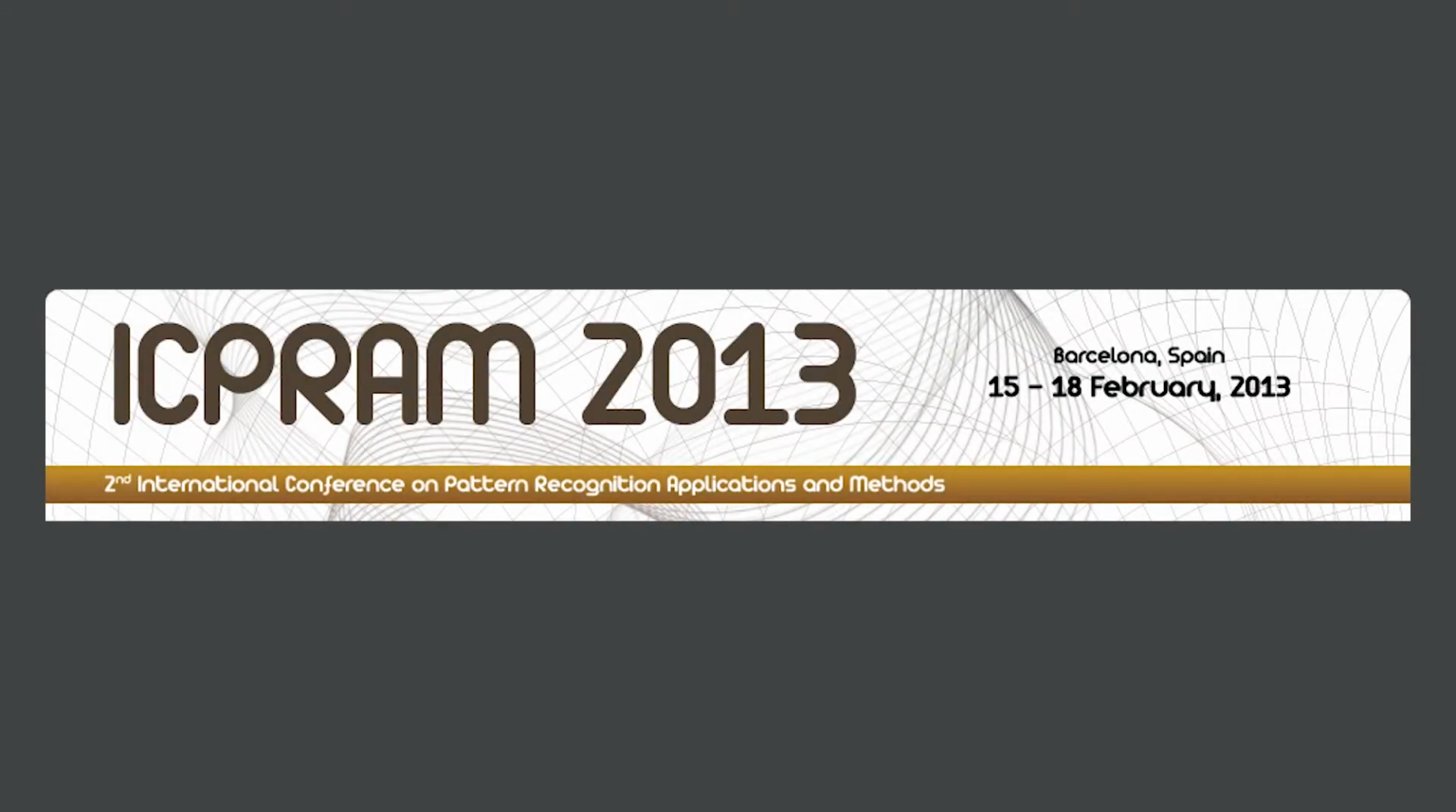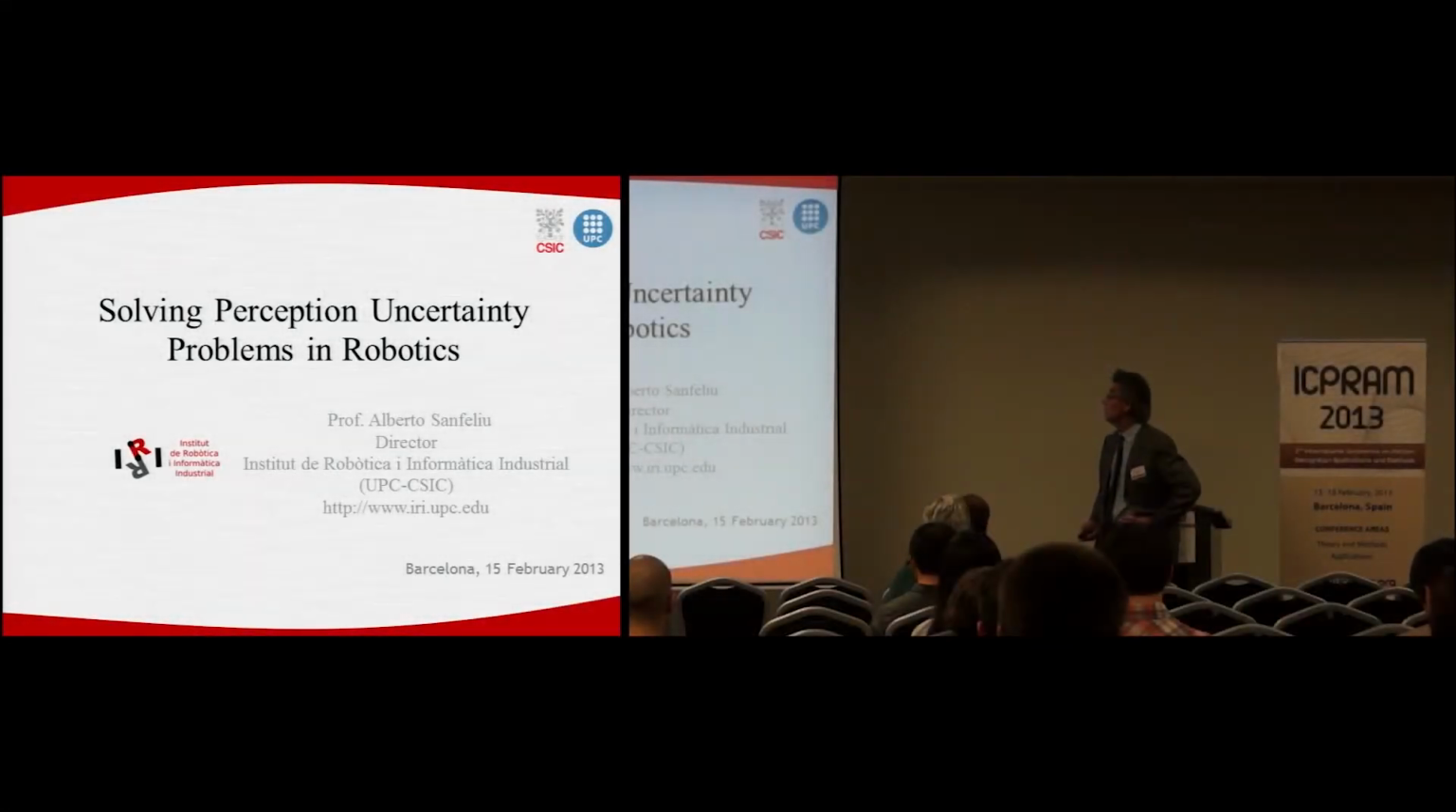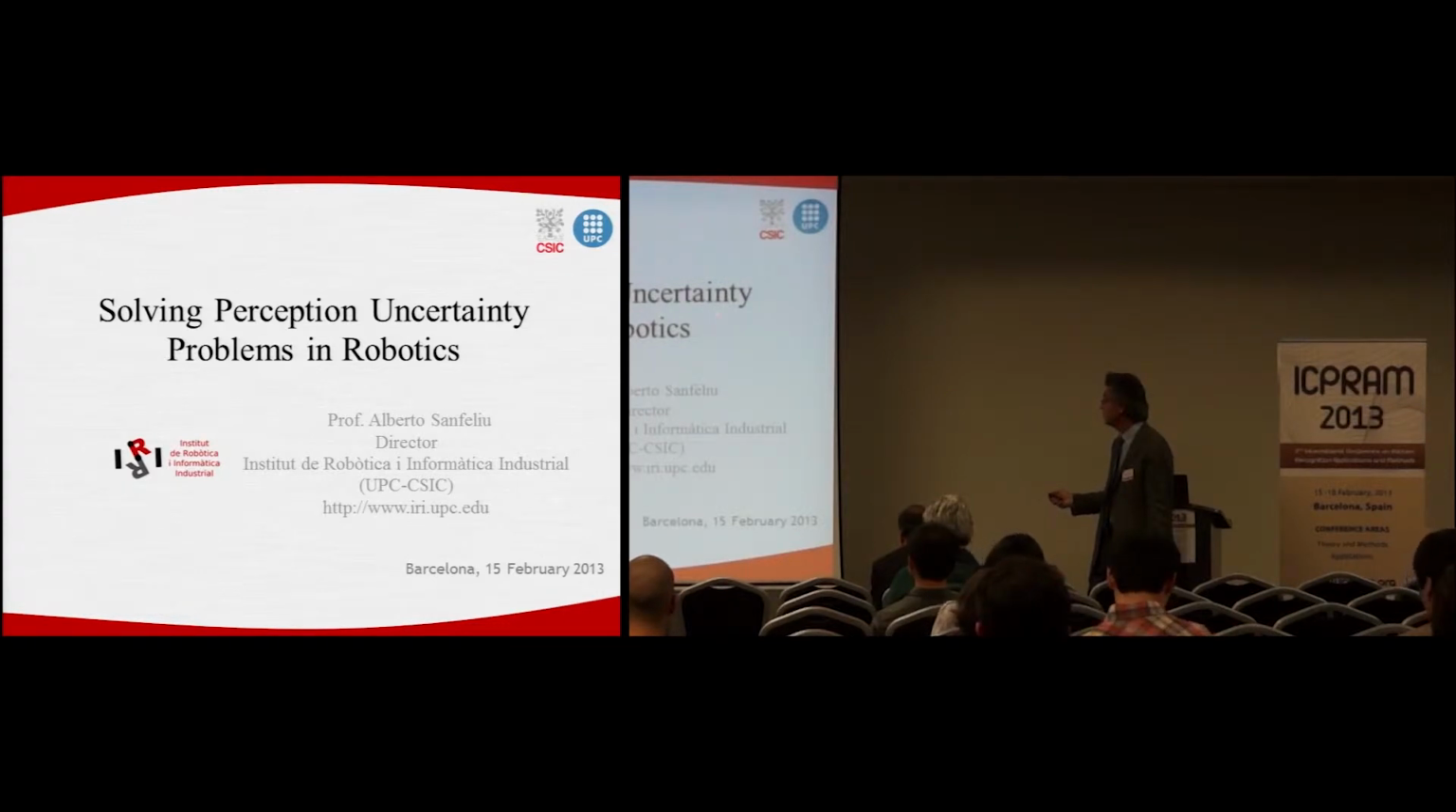I'm going to talk about a problem that we find every time a robot is doing a task when we do not control the environment conditions. This issue is what we call uncertainty: solving perception uncertainty problems in robotics. This is one of the big issues in our robotics solutions in different problems. We will see different problems here.